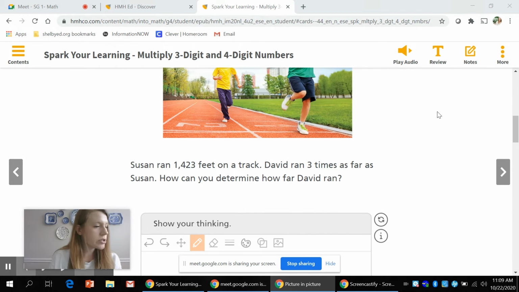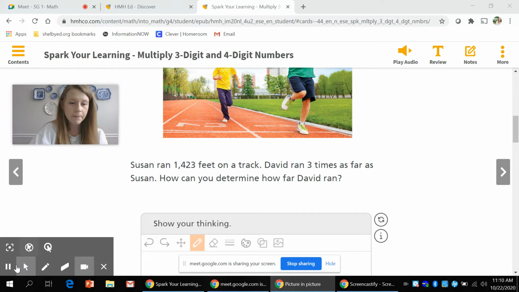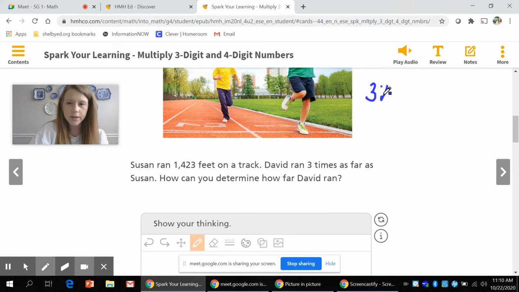Here's the problem. Susan ran 1,423 feet on a track. David ran 3 times as far as Susan. How can you determine how far David ran? All right, so what equation can we write to represent this problem? Good. 3 times 1,423.